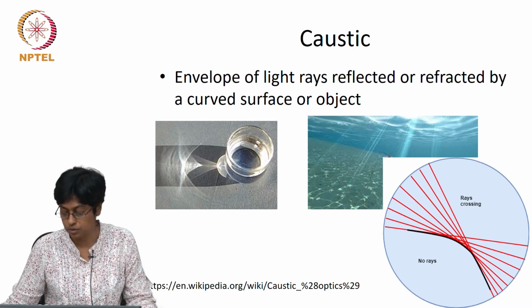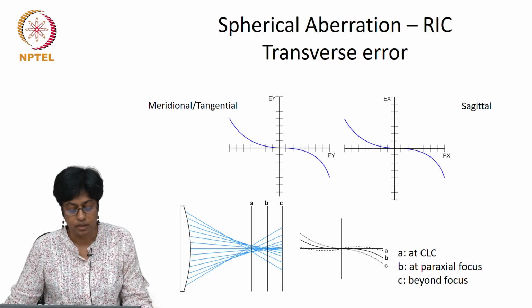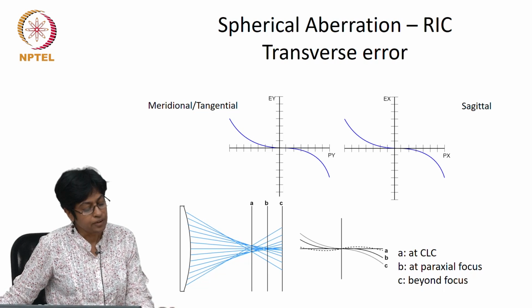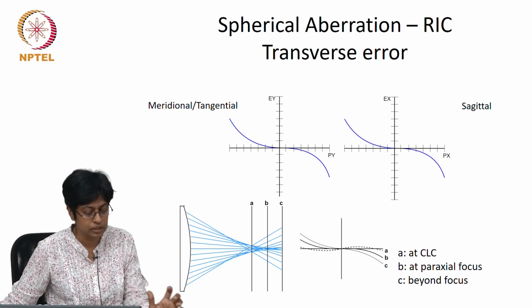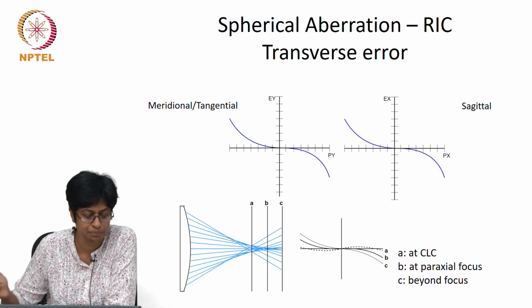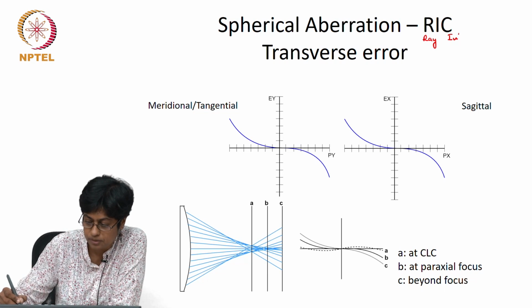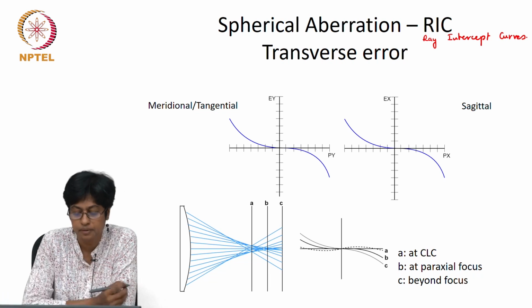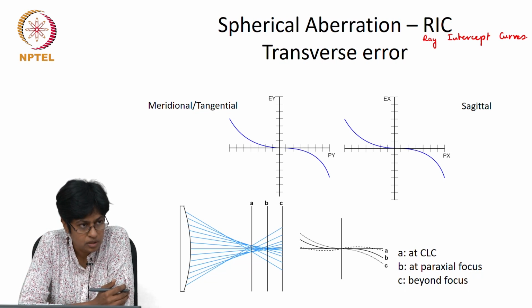Okay, so I just wanted to bring that to you as a point of interest. Okay. Now, if I'm going to talk about spherical aberration or any aberration, we said we need to quantify it, and one of the ways to do that is to use what we call the ray intercept curves. So that's the RIC curves. Okay. So we can plot the RIC curves for different sets of rays.